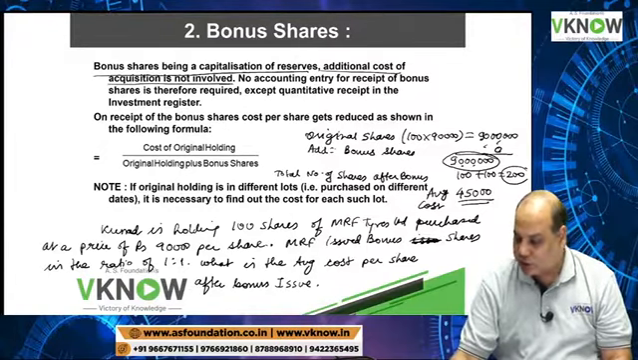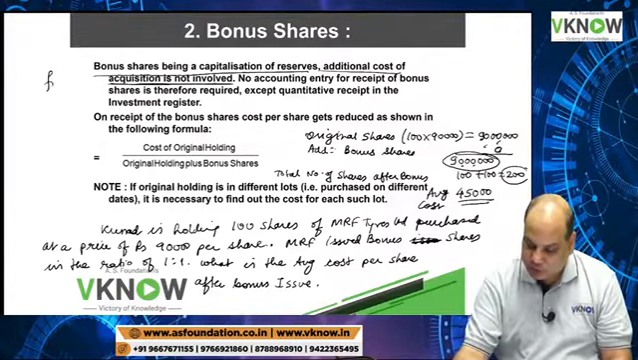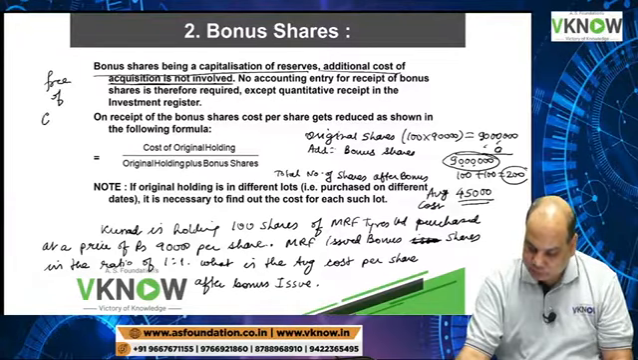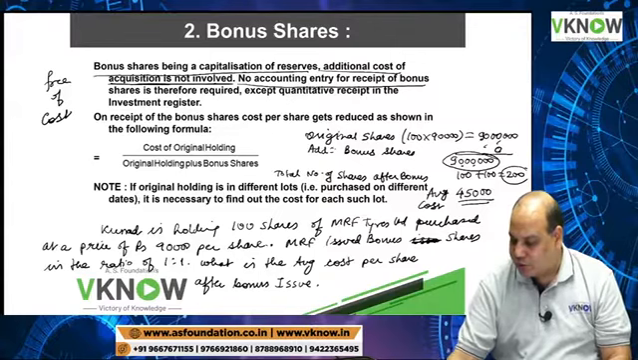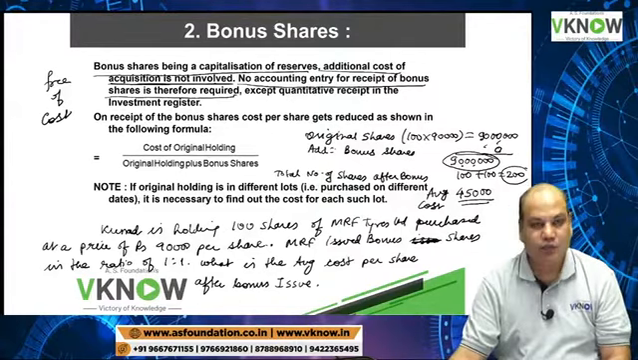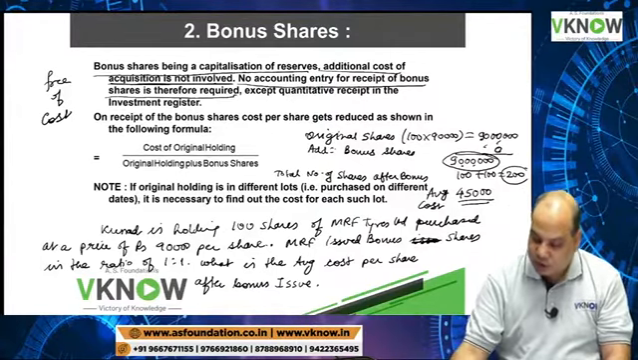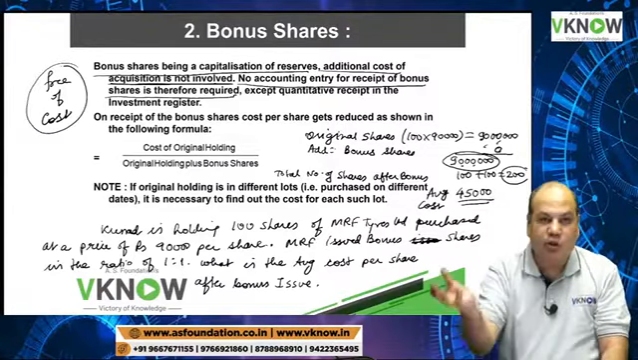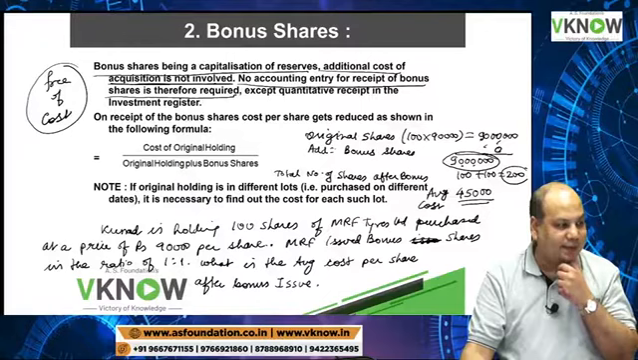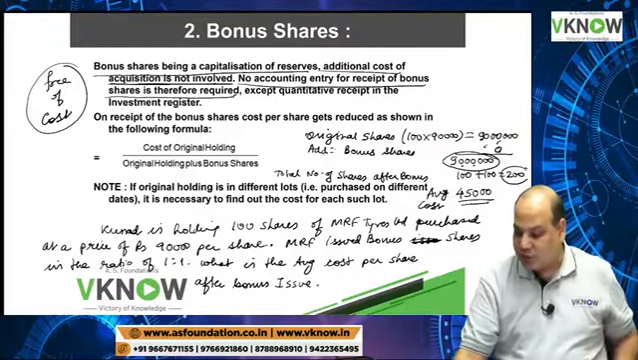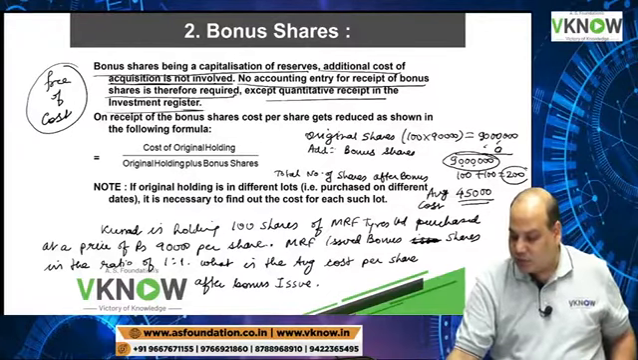Additional cost of acquisition is not involved. It is free of cost. No accounting entry for receipt of bonus share is required. So you don't have to pass a journal entry, but only the number of shares will increase because there is no consideration paid except that the number of shares will increase.